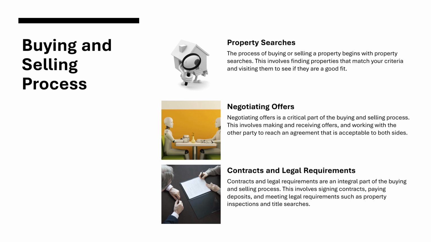Buying and selling process, property searches. The process of buying or selling a property begins with property searches. This involves finding properties that match your criteria and visiting them to see if they are a good fit. Negotiating offers. Negotiating offers is a critical part of the buying and selling process. This involves making and receiving offers and working with the other party to reach an agreement that is acceptable to both sides.